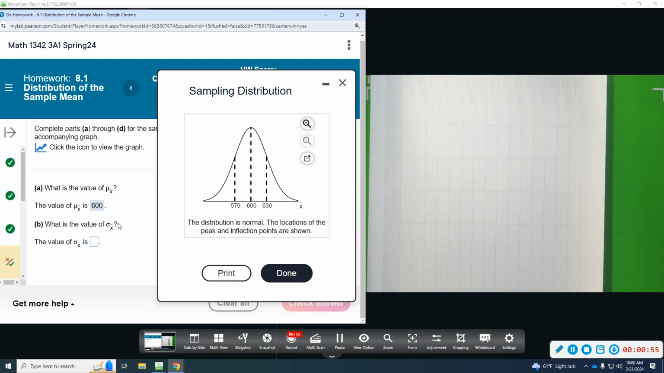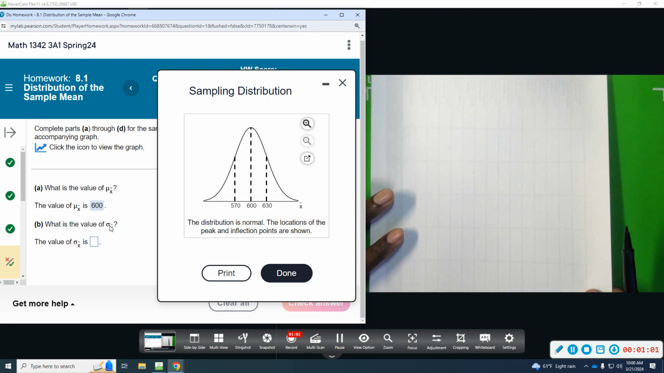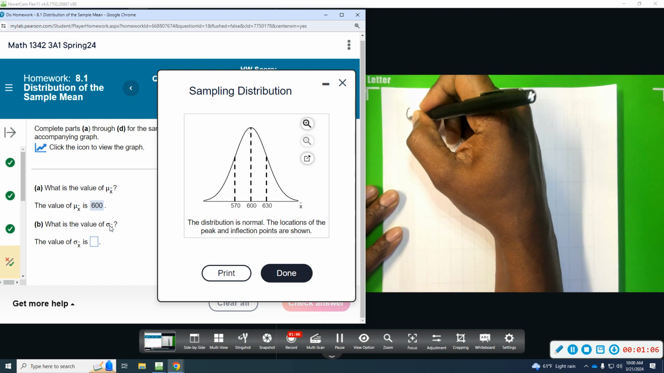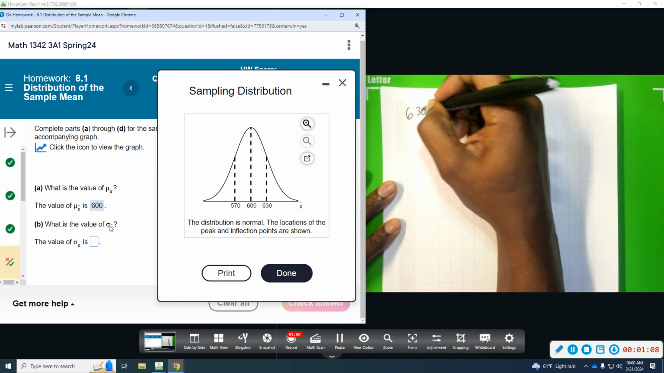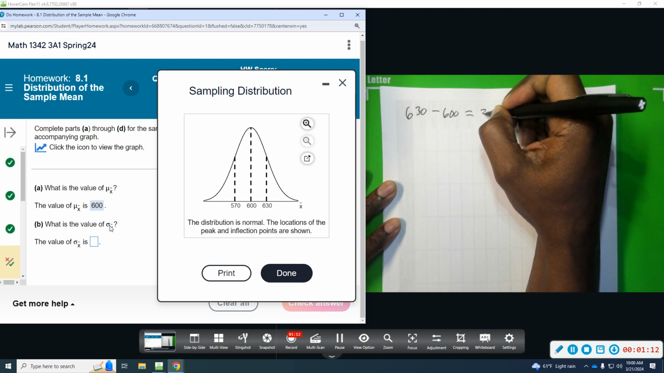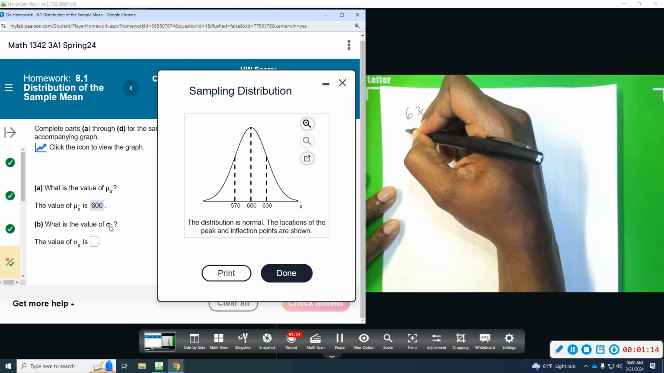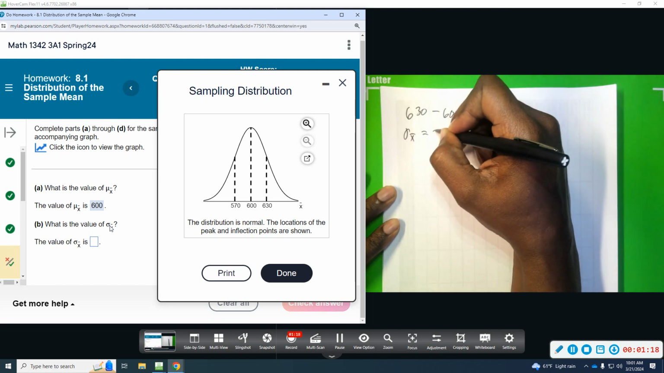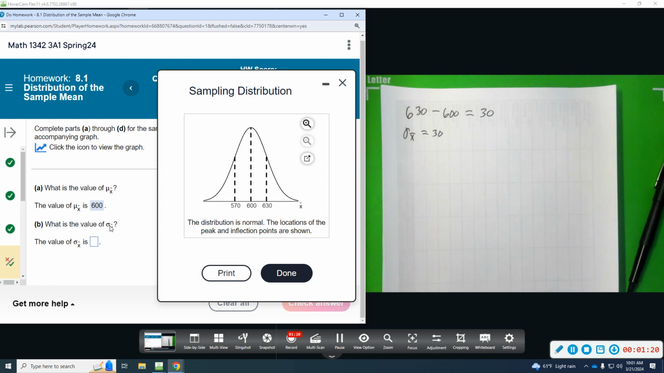What is the value of the sampling standard deviation? So again, because that's a normal distribution, we can figure out the gap between. So if I do 630 and I subtract the 600 and find the distance between those two, I can see that my sampling standard deviation is equal to 30.